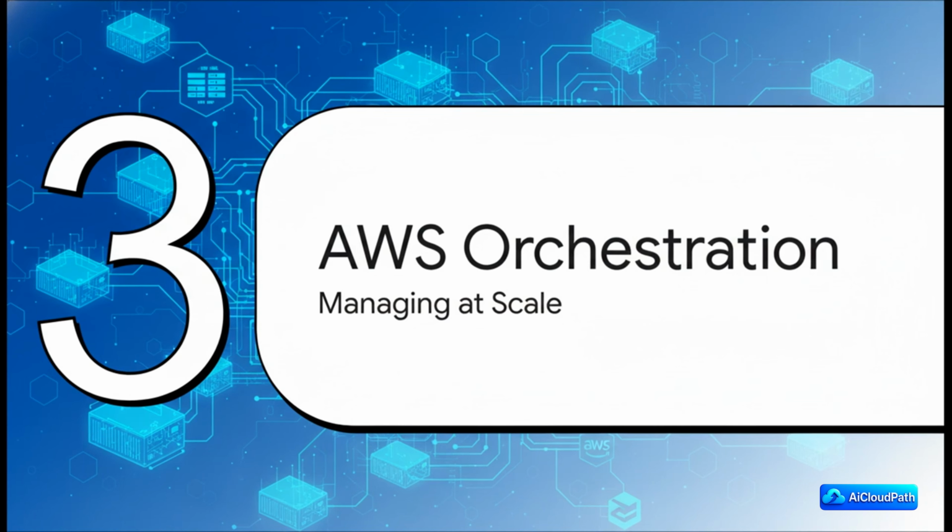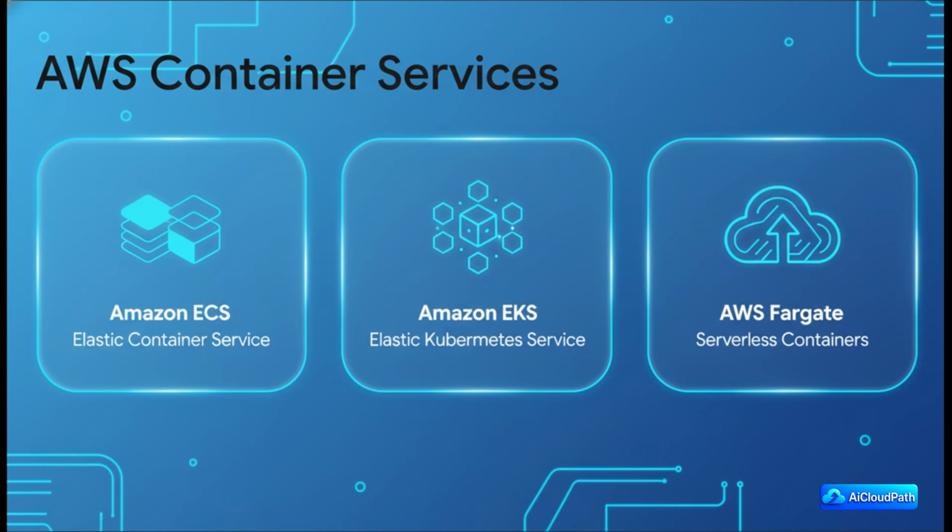Now, replacing one container is pretty cool, right? But what about modern apps? We're not talking about one container. We're talking about hundreds, sometimes even thousands of them, all running at the same time. Managing all of that by hand? No way. That's where we need some serious help. And that's where AWS steps in, with 3 main services to do the heavy lifting. You've got Amazon ECS, which stands for Elastic Container Service.